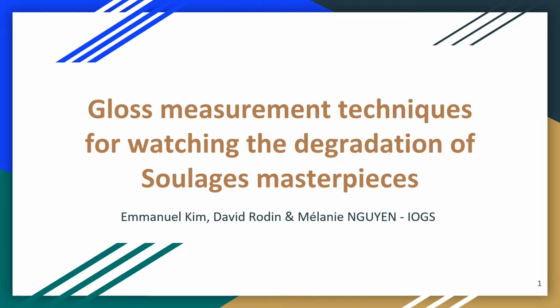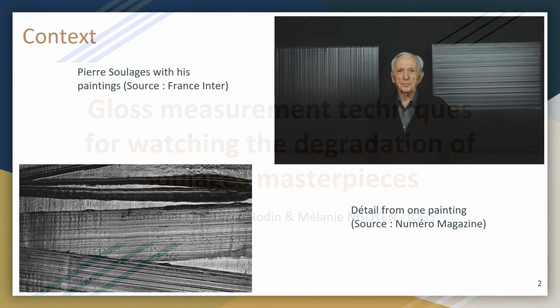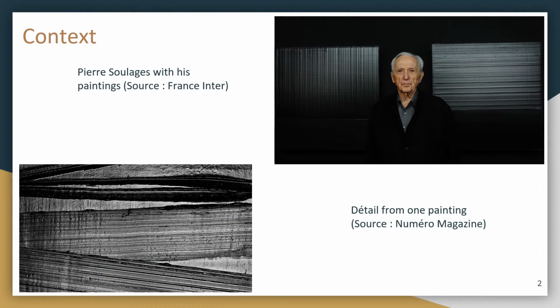I'm Emmanuel Kim, and with my friends David Rodin and Mélanie Nguyen from Institut d'Optique Graduate School, we are going to talk to you about one of our school projects this year. It's the glossiness measurement techniques for watching the degradation of Soulages' masterpieces. So, who is Pierre Soulages? He's a famous French painter, and all his works are monochromatic.